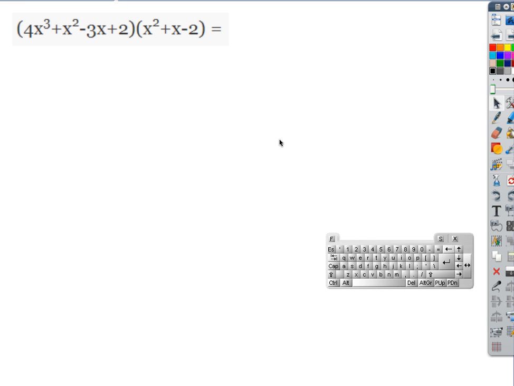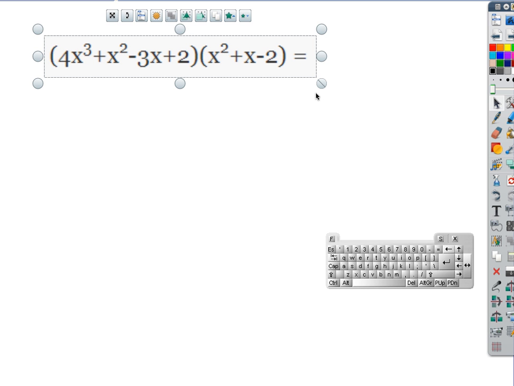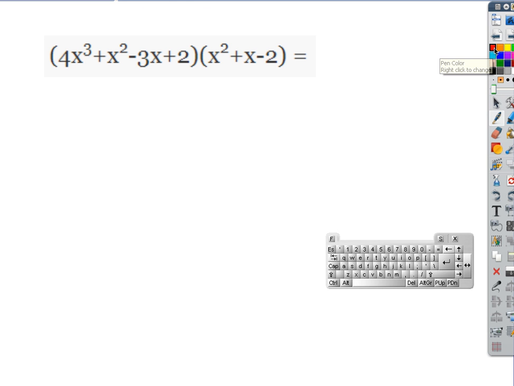Okay? What do we do? Distribute, sure. Let's distribute from the polynomial with fewer terms to the polynomial with more terms. We only have to distribute 3 times. All right, so if we distribute the x squared, what are we going to get?